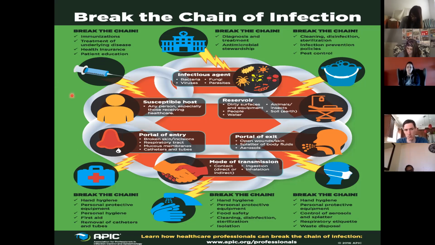And then breaking the chain. So this is, we're going to get our immunizations to protect ourselves and to also prevent the spread of diseases. We're going to treat our underlying diseases as soon as we can. Getting health insurance, that would be preventing a susceptible host, because we are going to make sure that we're healthy enough and our immune system can fight off any of these microorganisms.